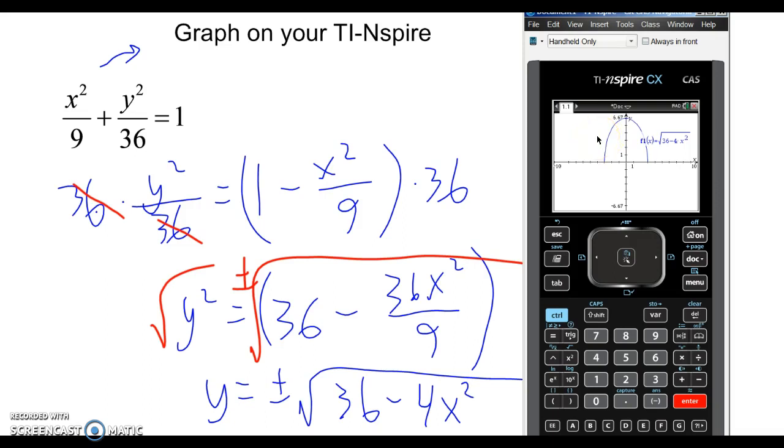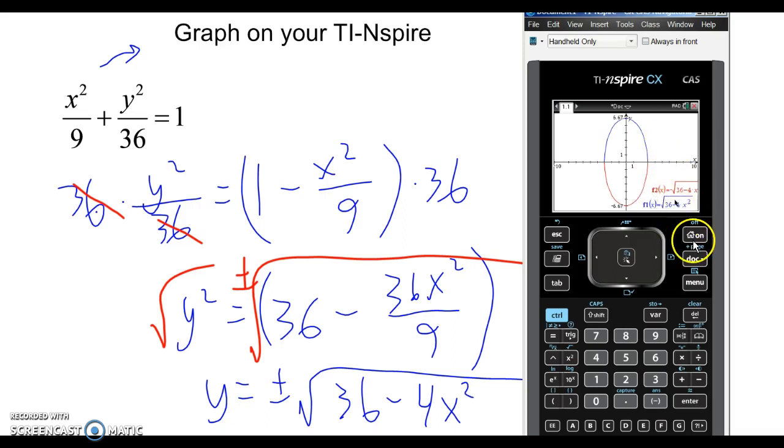To graph the other half, again, you just graph, I guess you'd say, a negative square root of 36 minus 4x squared. And you can see the bottom half of the ellipse. So to graph an ellipse, it really takes two functions to make one ellipse, because an ellipse is not a function.